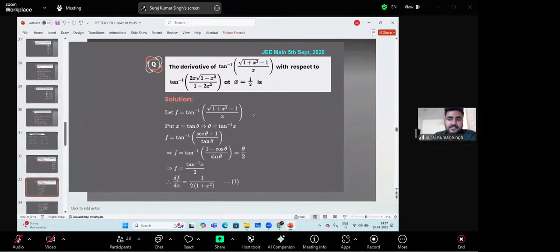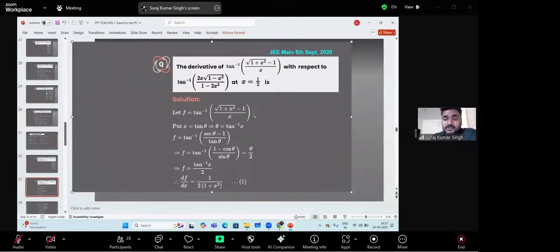Again, we can see a JEE Main question from 2020. Tan inverse of the first function with respect to the second function: we will differentiate the first one, and we will also differentiate the second one. Now we will find the derivative of this one and the derivative of this one, and we will find out the quotient. You can see the steps that I have done.